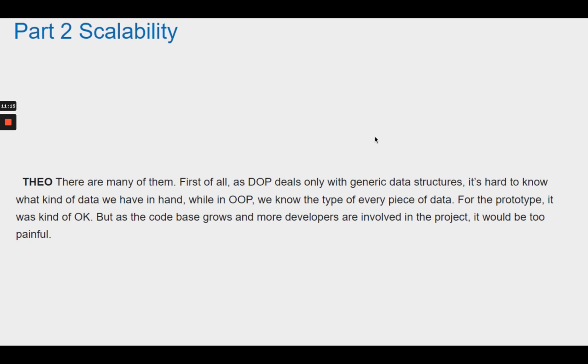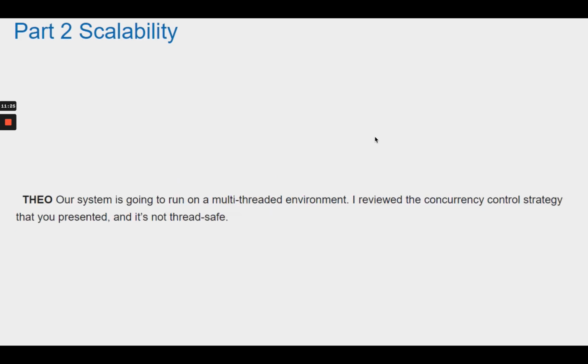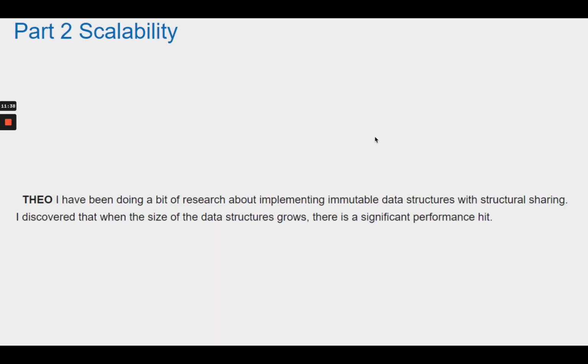For the prototype, it was kind of okay, but as the code base grows and more developers are involved in the project, it would be too painful. Joe: I hear you. What else, my friend? Theo: Our system is going to run on a multi-threaded environment. I reviewed the concurrency control strategy that you presented, and it's not thread safe.